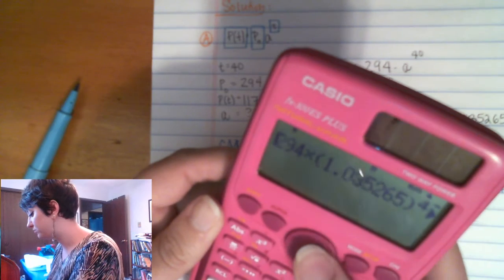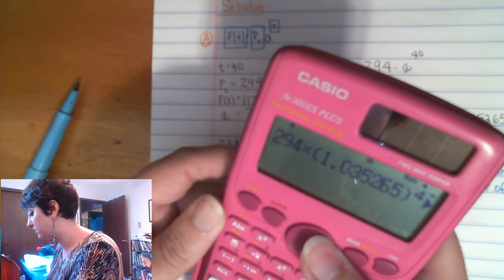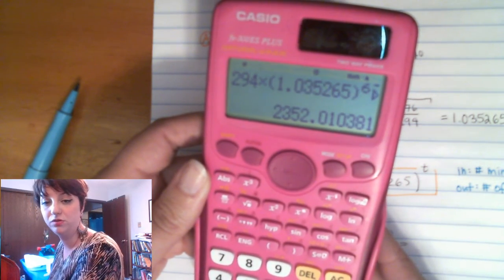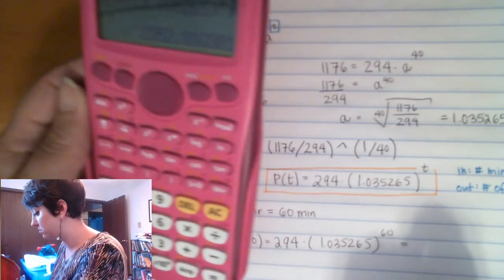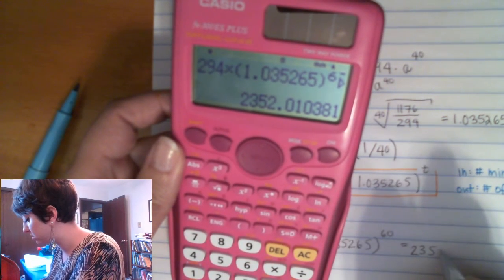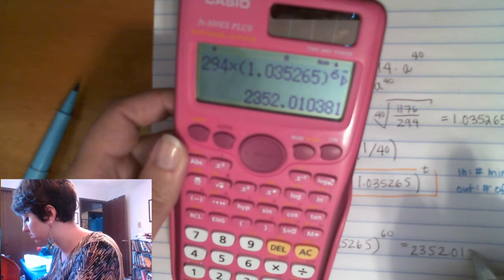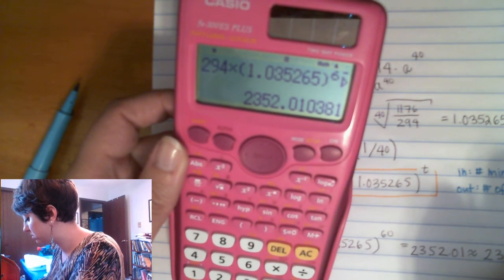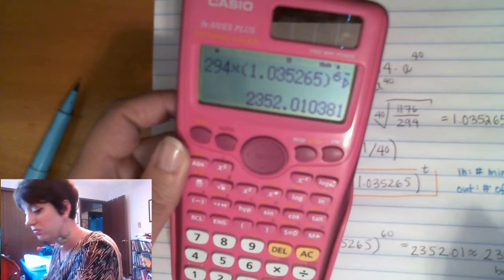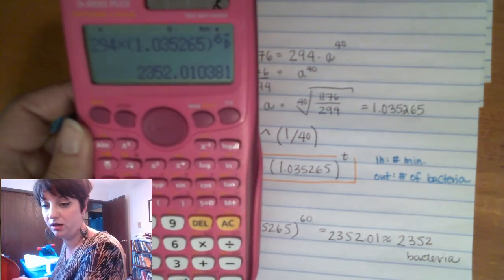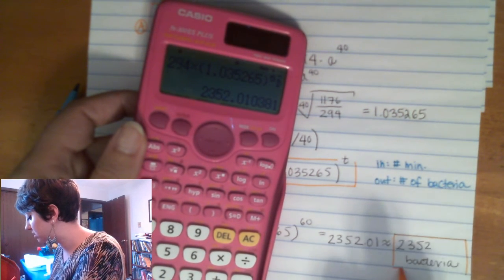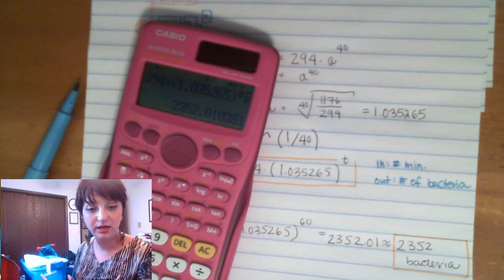Okay. 60 minutes. All right, 2352. It doesn't say how to round, so we'll round to the nearest whole bacteria, which is 2352 bacteria.